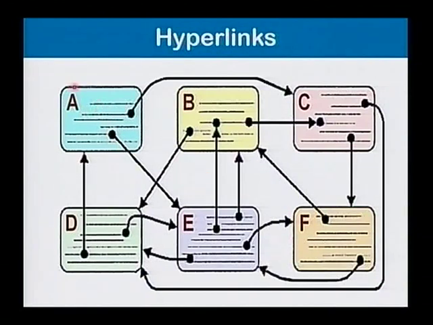Web page A contains hyperlinks to web page C and web page E. This means if we are in web page A, we can go to web page C just by clicking on the hyperlink. From C, we can move to page F. From C, we can also go to page D. And then back to page A.